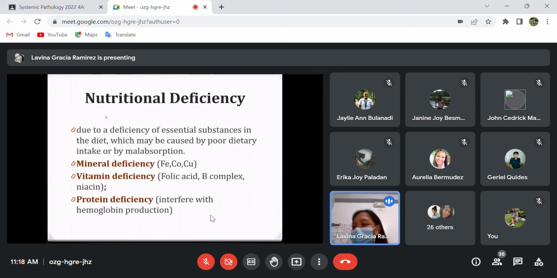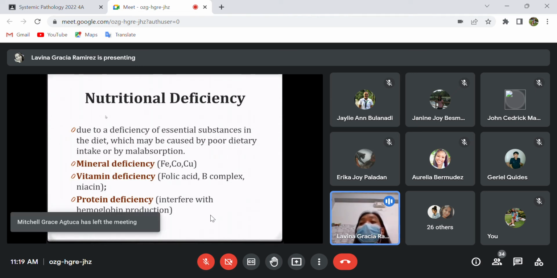So these are the three micro minerals important for the development of RBC and hemoglobin. Dalawa sila, importante yan, kasi yung cobalt is a coenzyme or cofactor, alam mo na to. For copper and iron, both affect the erythrocyte and hemoglobin. Okay, so another one is vitamin deficiency.